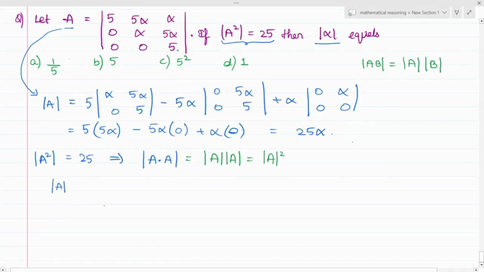Now just equate the value with this. So determinant of A square is nothing but 25. Determinant of A, what we have got? 25 alpha whole square equal to 25. So we'll get 25 alpha is equal to plus or minus 5. Alpha will be plus or minus 1 by 5. But according to the options, there is only one option which satisfies this. So option A is the correct answer to this question.